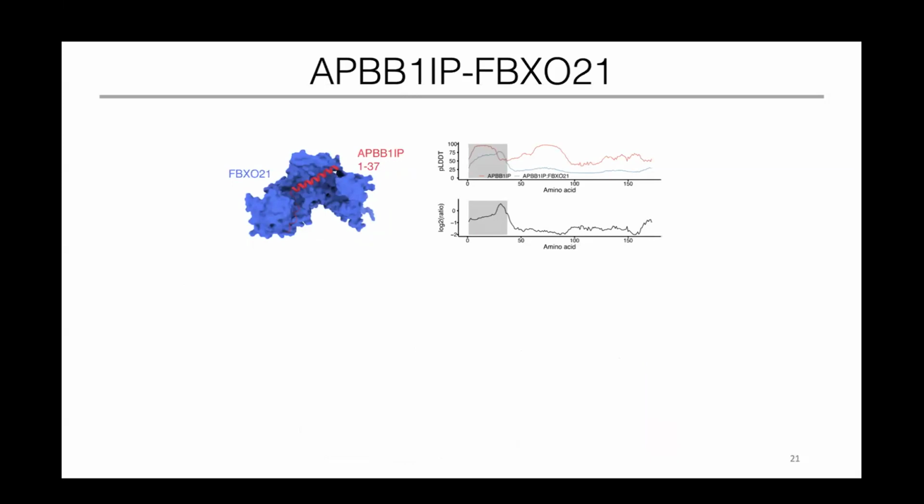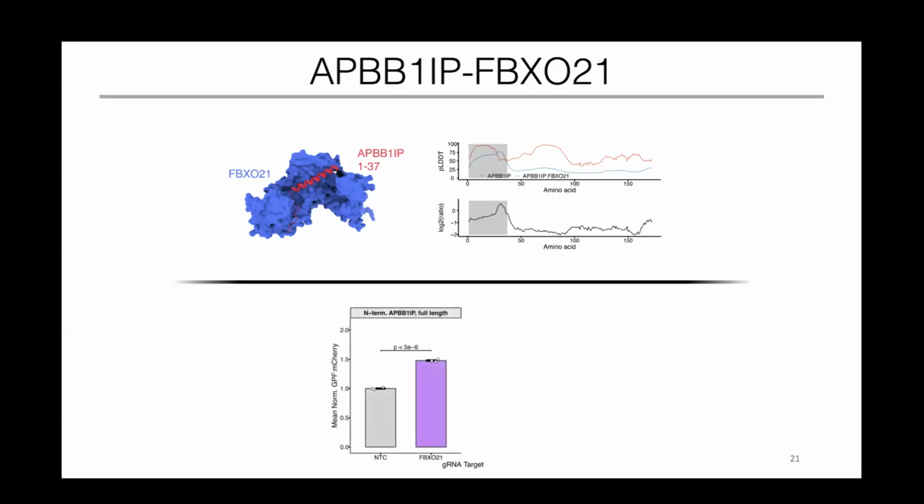And then we found this example of FBXO21 degrading APBB1IP. And this one was interesting because this was the only interaction that we found where it looked like the degron was structural, like it had this helical structure to it. And there's a paper from the LH lab where they mapped degrons that also found FBXO21 degrading a helical degron, right? So that jives with what has been previously shown.